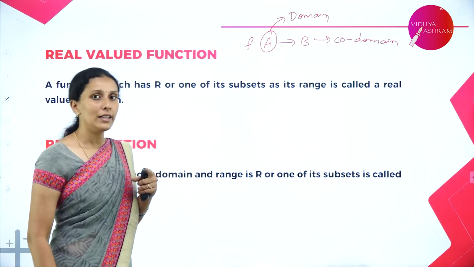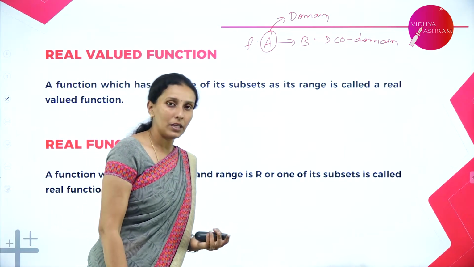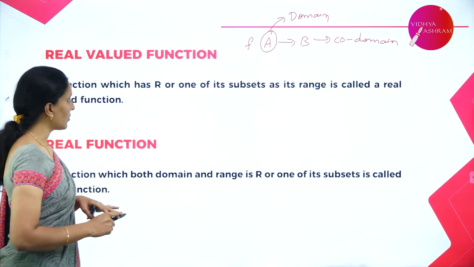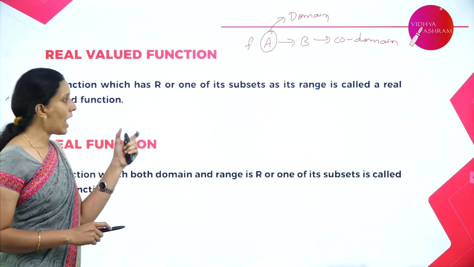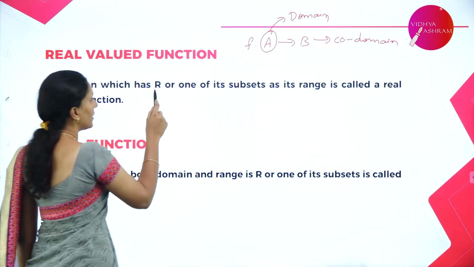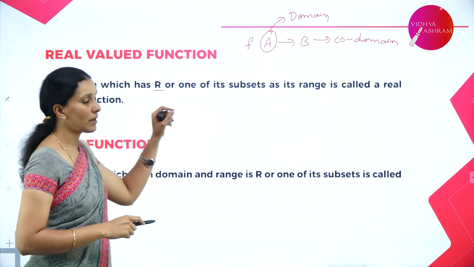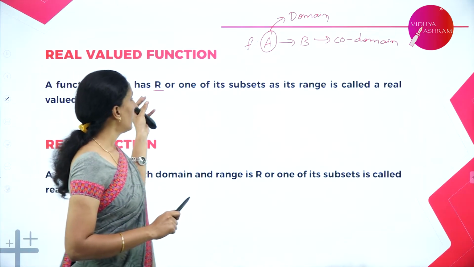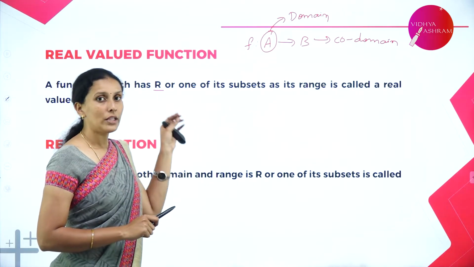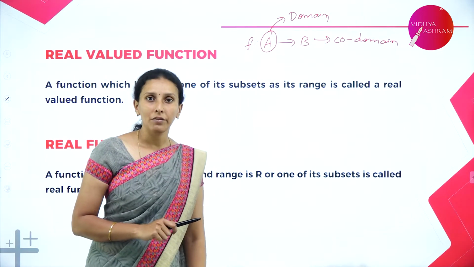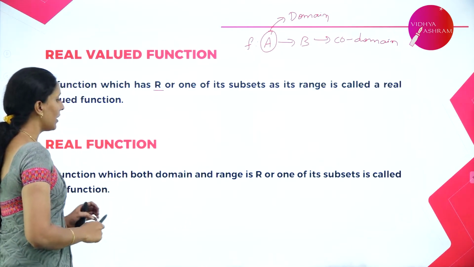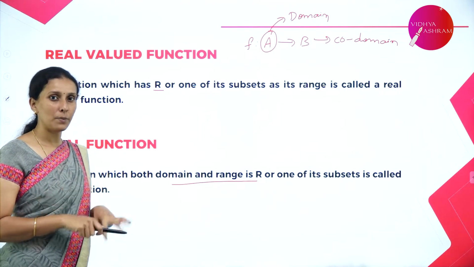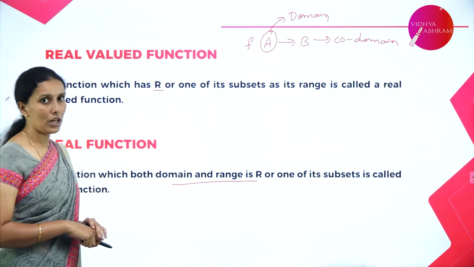But range is only the images which are in the relation, though it can be equal to the codomain in a few cases. Now what do you mean by a real valued function? It is a function which has R or one of its subsets as its range. Here R is nothing but the real numbers. One of its subsets means it may be natural numbers, integers, rational, irrational. So if one of the subsets of real numbers or the real numbers themselves is the range, then we call it a real valued function. And if the domain and range both are the set of real numbers or any subset of real numbers, we call it a real function.